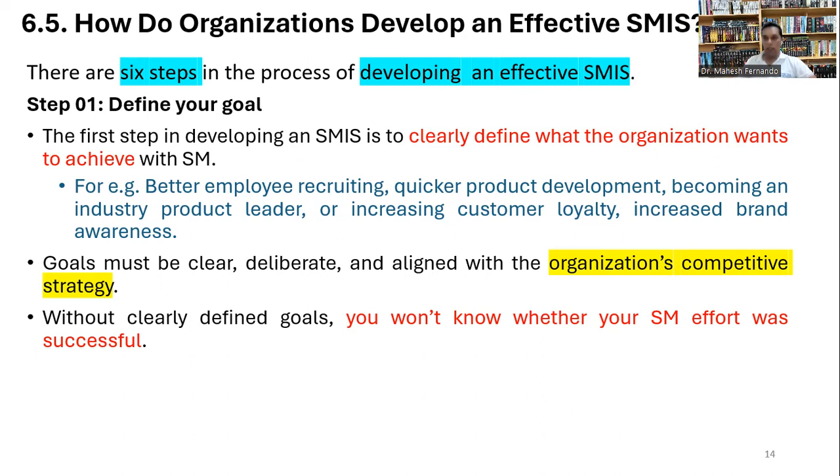The goal must be clear and deliberate and align with the organizational competitive strategy. You might remember we have discussed 4 competitive strategies for an organization, and once you are thinking of developing an effective social media information system, you have to define this goal in the beginning. Without clearly defining the goal, you won't know whether your social media effort was successful. That's the main idea of defining the goal in the beginning. If you don't know your goal, you don't know whether you have achieved success, whether your social media information system is effective or not at the end of the process.